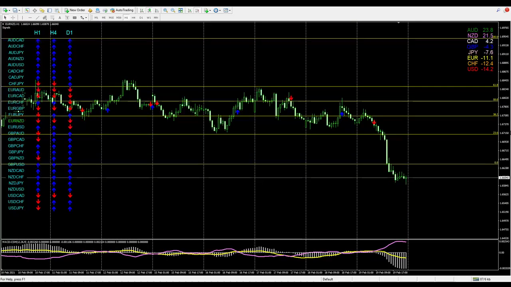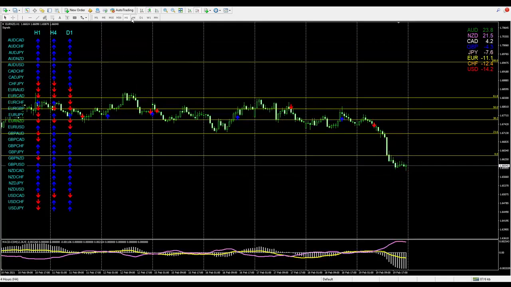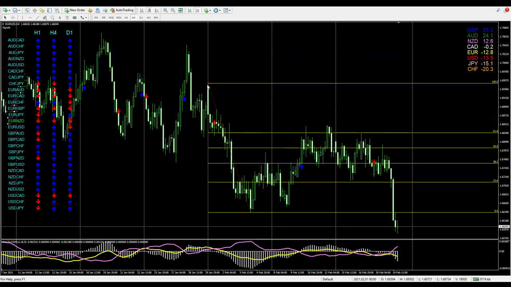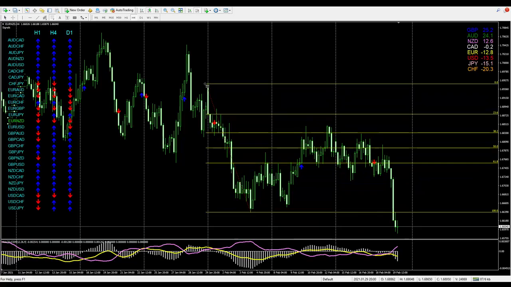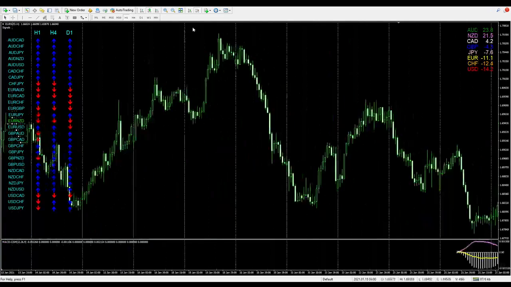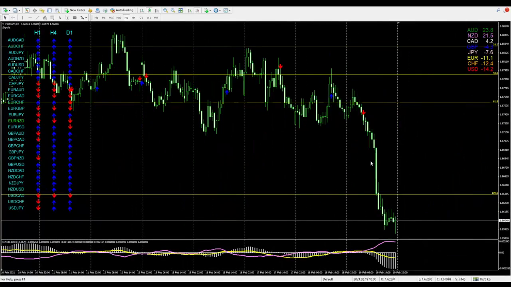Did I plot it again on reverse? Oh, I'm very sorry, everyone. That's why I've plotted on the wrong direction. So it's gonna be like this. Yeah. So actually on H1 there is no really entry for this.